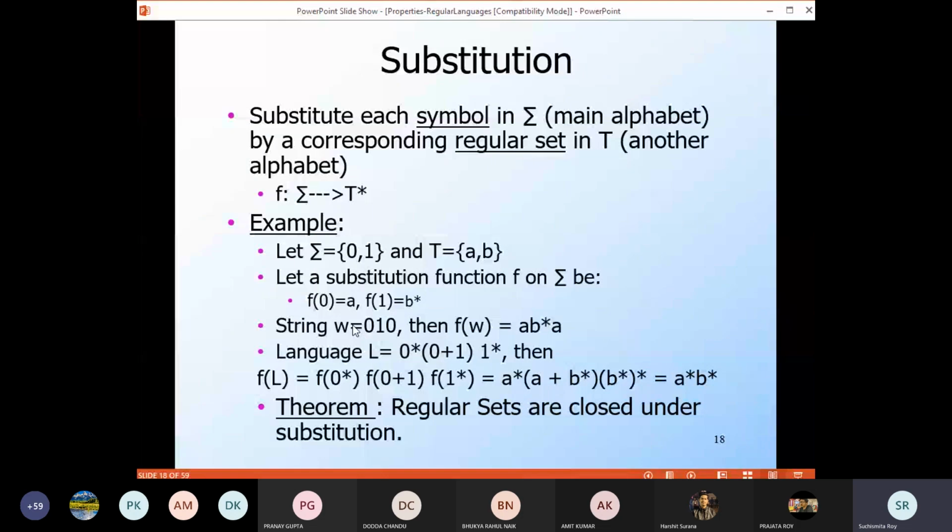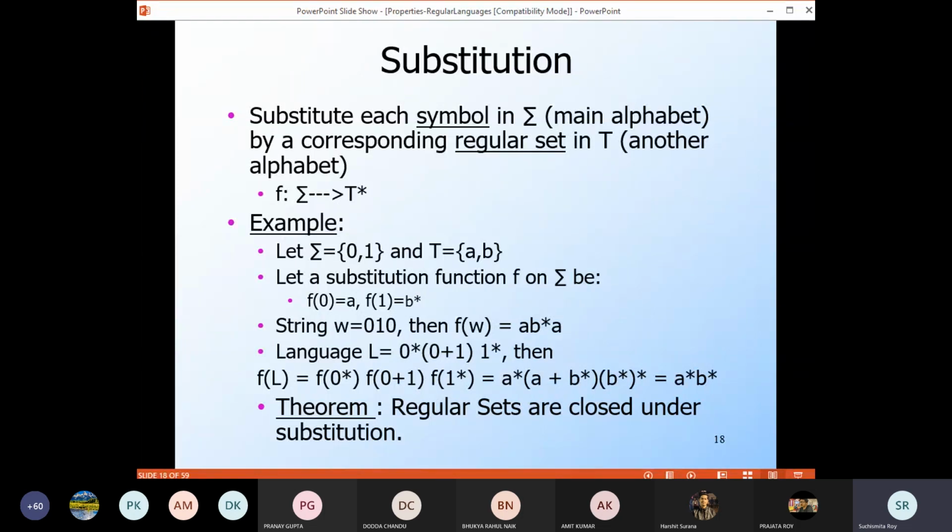If you apply the substitution to a language, that means to every string that belongs to the language. Remember, the language is often represented by a regular expression, so you can now do the substitution as shown here. The substituted language f(L) would be obtained by applying the substitution on every symbol. So on 0 star, 0 plus 1 and 1 star, this is the regular expression which we end up getting. And if you look at it closely, it can be simplified to A star, B star. So A star, B star is yet another language, also a regular language, obtained by applying this substitution, the function f, onto the previous language.